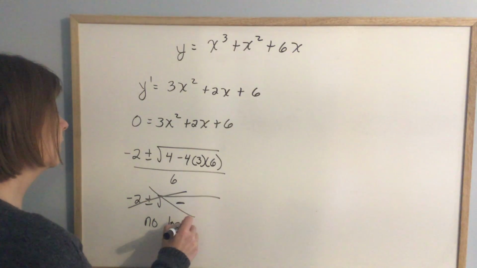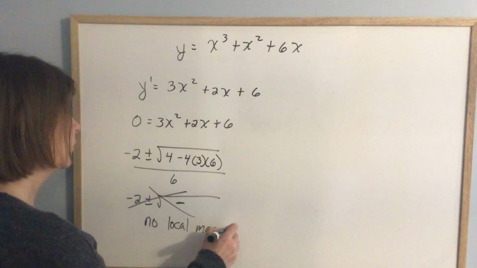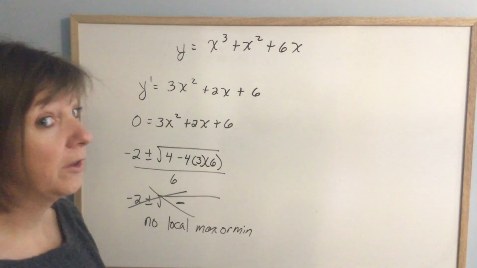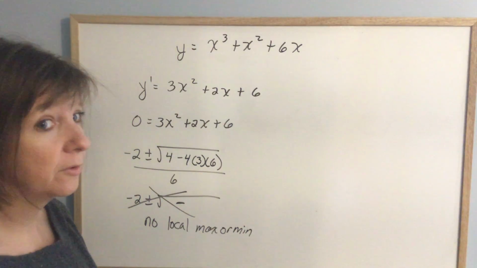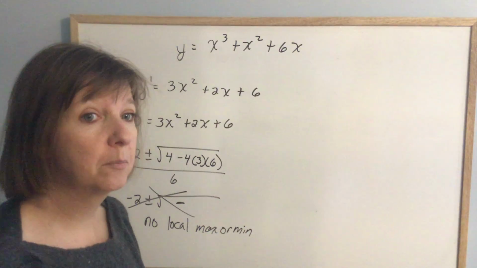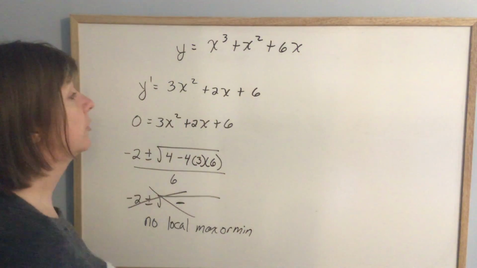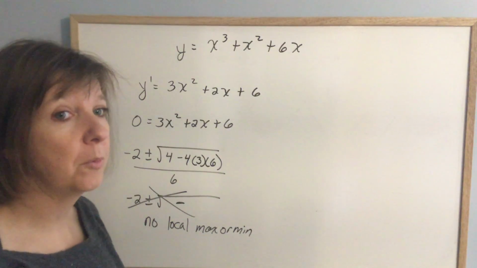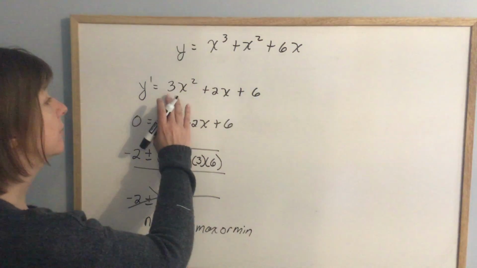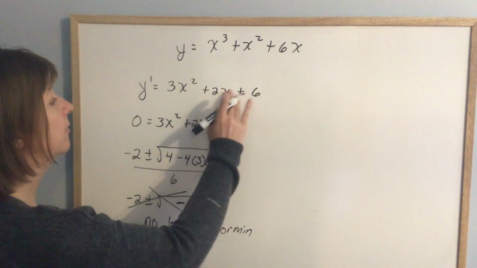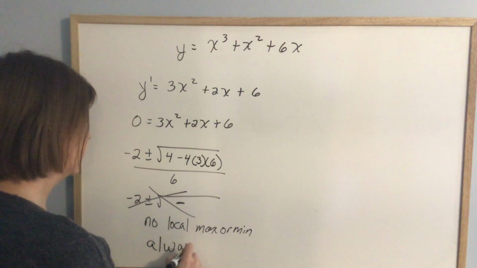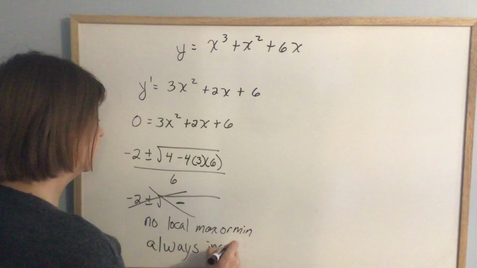That means there are no local maxes or local minimums. There just aren't any. This graph is either always going to be going up or always going to be going down. How do I know? Pick any number you want, put it back into the derivative and see whether it works out to be positive or negative. So I'm going to choose the easiest thing I know, 0. If I put 0 into here, this would be 0 plus 0 plus 6. I get a positive number. So because I get a positive number, that means it is always increasing.